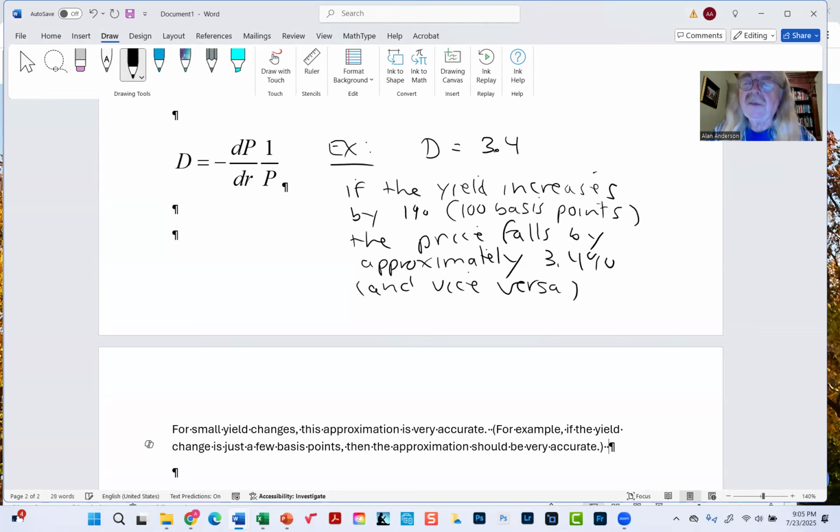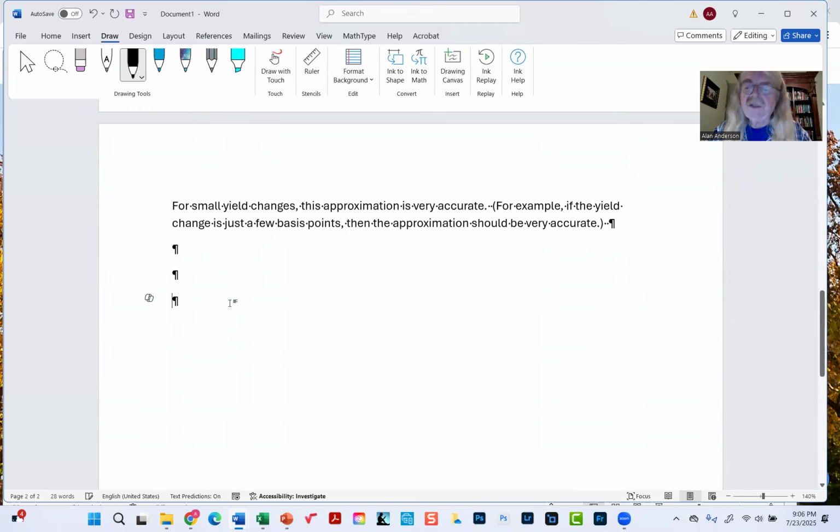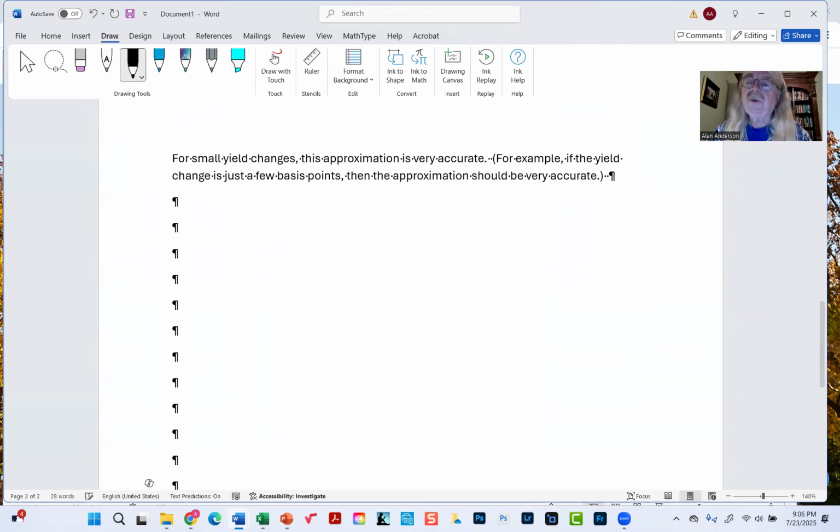Like when you start getting into the neighborhood of 100 basis points, which is 1%, then the approximation will start to break down somewhat, because the reality is you are using a linear measure, duration, to approximate a nonlinear relationship.